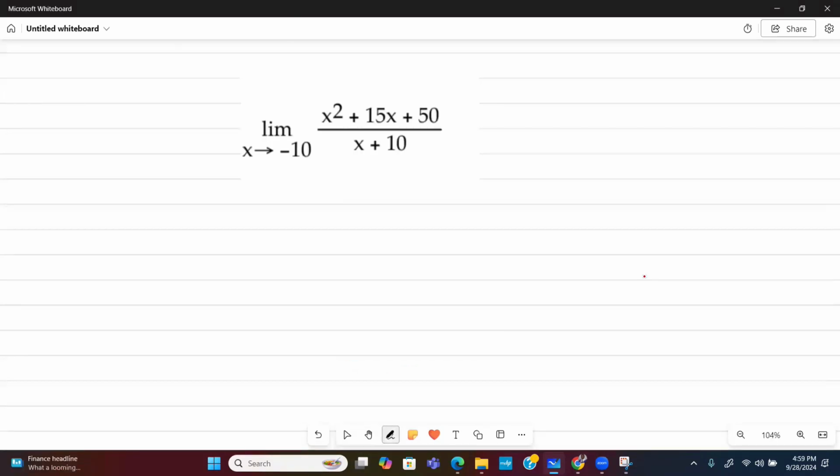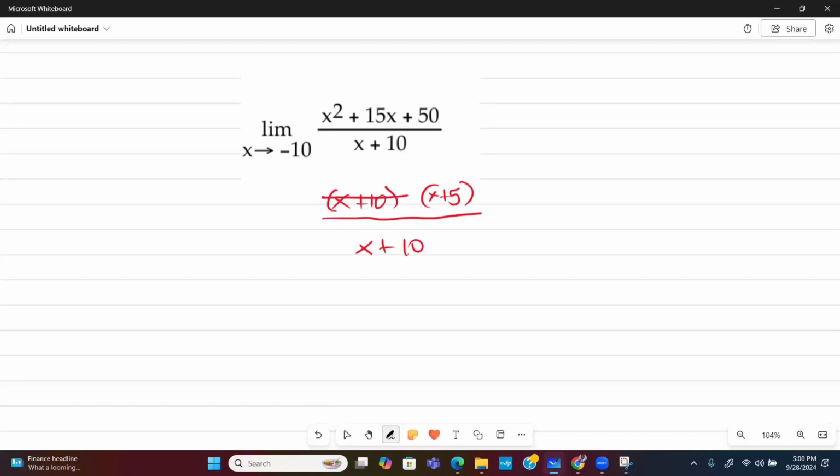Let us take the limit of (x² + 15x + 50)/(x + 10) as x tends towards negative 10. If we're supposed to substitute the negative 10 here, we're going to have a 0 on our denominator, which would have made everything undefined. So we can't take that route. But if we look at the numerator, we could factorize this. So we'll have (x + 10)(x + 5). That would have factorized the numerator, and this is all over x + 10.